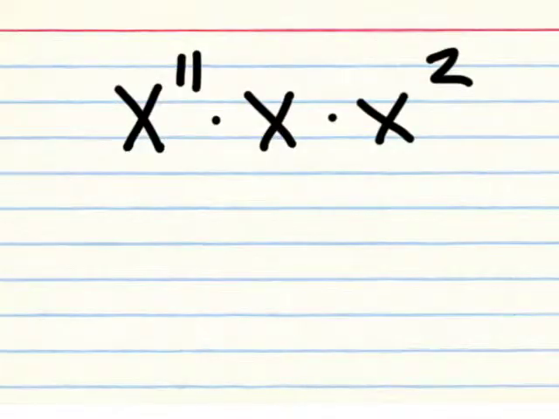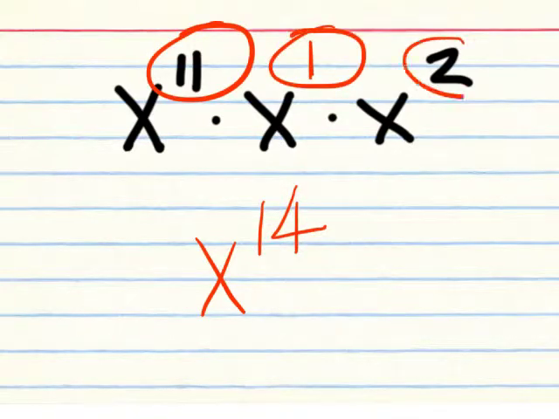x to the 11th, x to the first, and x to the second. What should the answer be? x to the 14th. This is a 1 in this position here. So 11 plus 1 plus 2 would be x to the 14th.